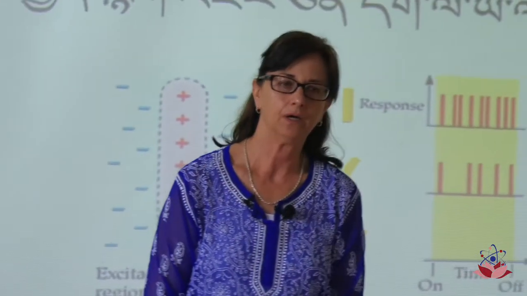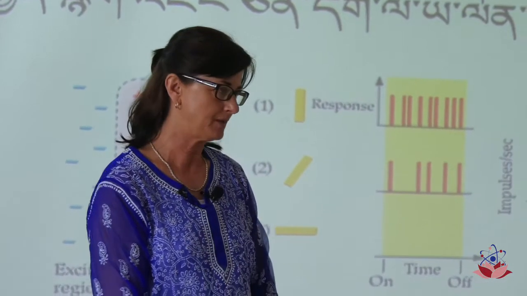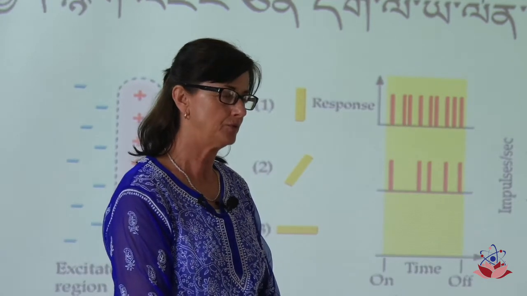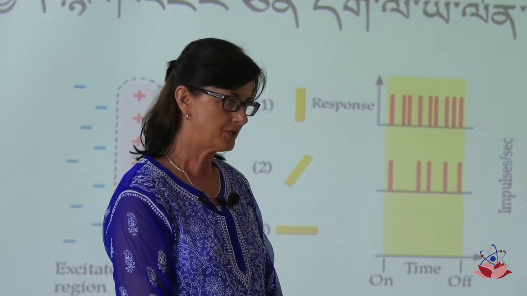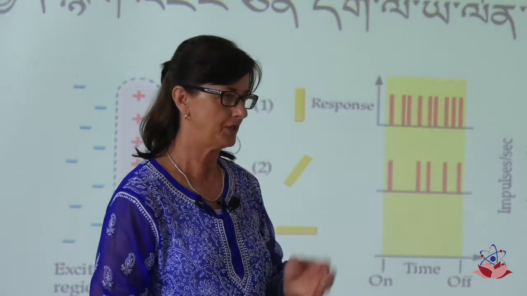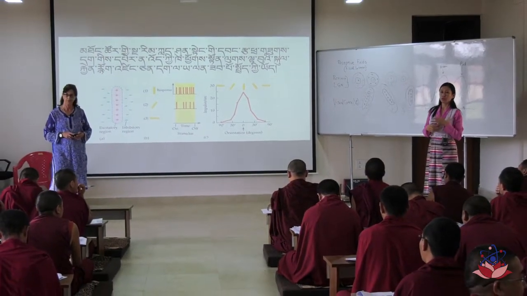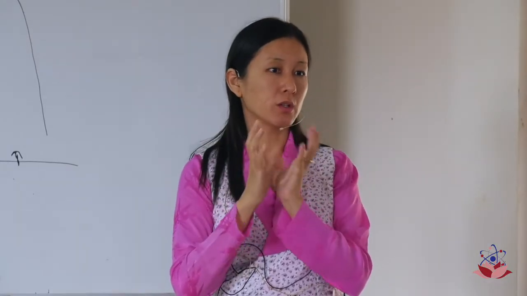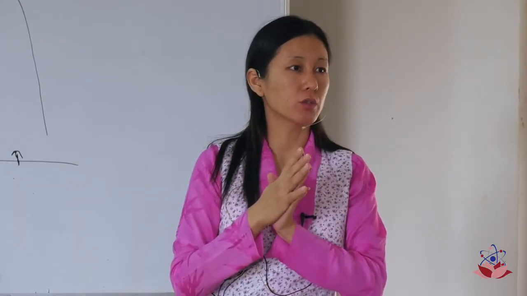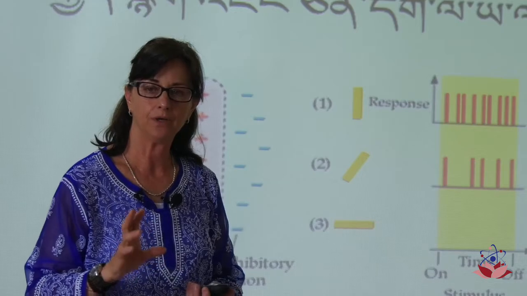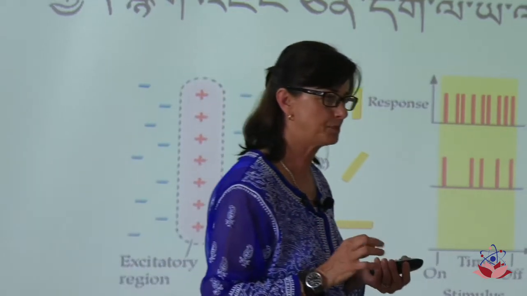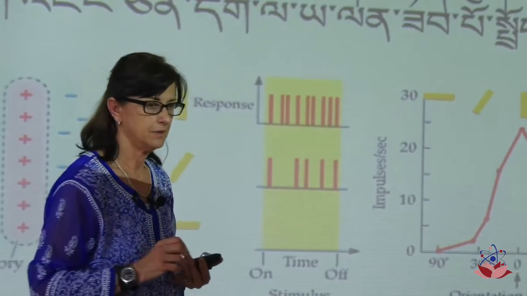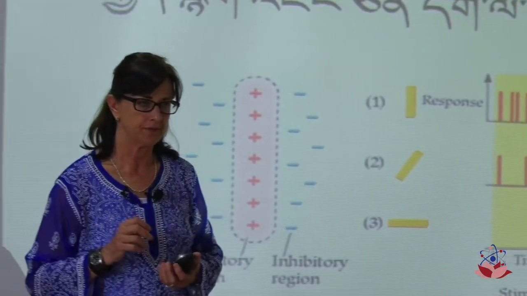Okay, now I've spent quite a bit of time this morning talking to you about how neurons in the visual cortex are tuned to particular orientations. So now I want to talk to you about another aspect of tuning that we see in visual cortical neurons.